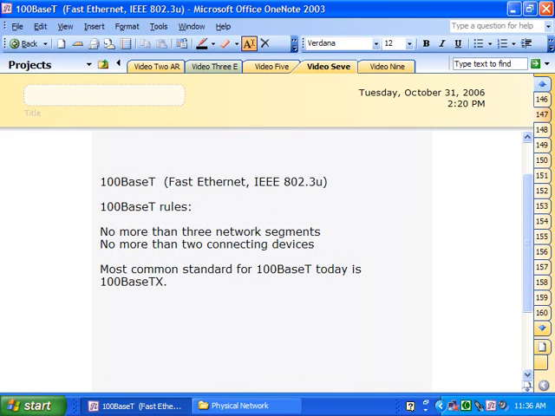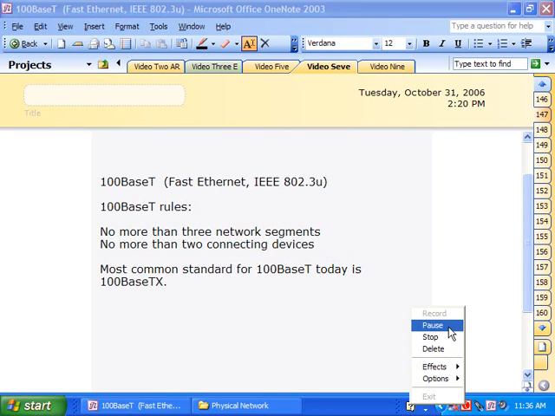But again, 100 Base-T, that's Fast Ethernet, IEEE 802.3u, that's the official standard that defines it. You want to look that up on the net, and start looking at IEEE standards and documentation. I'm not going to tell you it's the most exciting reading in the world, but you can pick up some good information from them. And as I note, the most common standard for 100 Base-T today is 100 Base-TX.